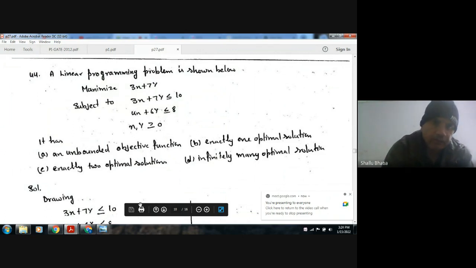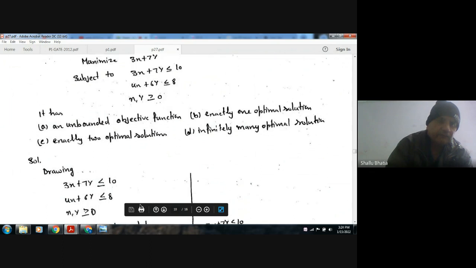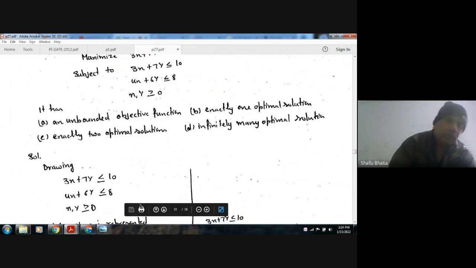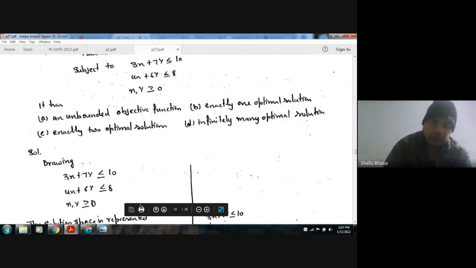A linear programming problem is shown below. Maximize 3x plus 7y subject to 3x plus 7y less than or equal to 10, 4x plus 6y less than or equal to 8, x, y greater than or equal to 0. It has A. An unbounded objective function. B. Exactly one optimal solution. C. Exactly two optimal solutions. D. Infinitely many optimal solutions.